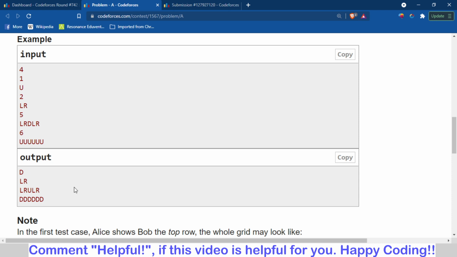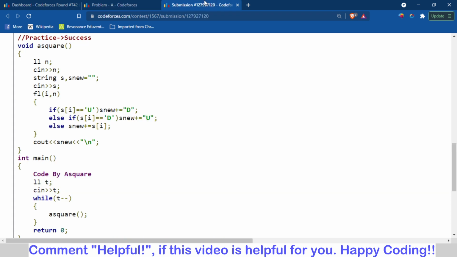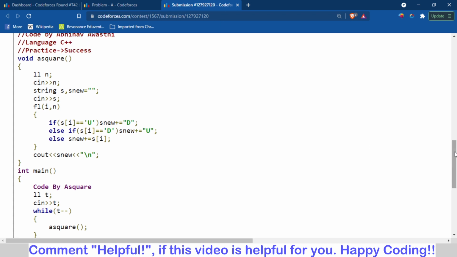Basically, we just have to replace the character u with d and d with u. This is my code. I have checked if it is u, then I have replaced it with d. If it is d, then u. Else, just add that character if it is l or r, and then output the new string.